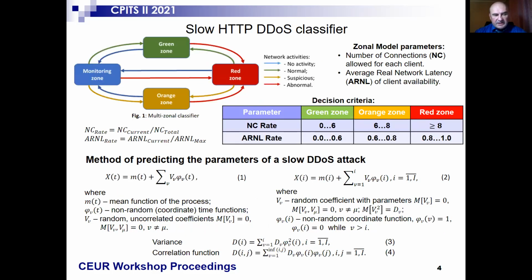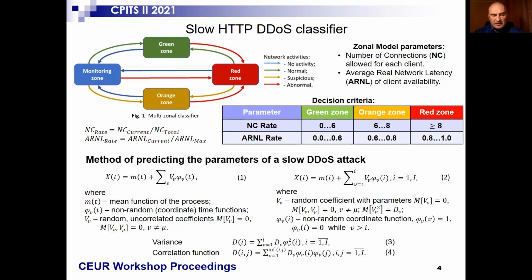Our solution is based on a four-zone architecture of customer classification. All customers can be spread into four zones by their activity according to certain criteria. To recognize a slow HTTP DDoS attack on a web server, the zonal model uses two main parameters: the number of connections allowed to each client and the average real network latency of client availability.